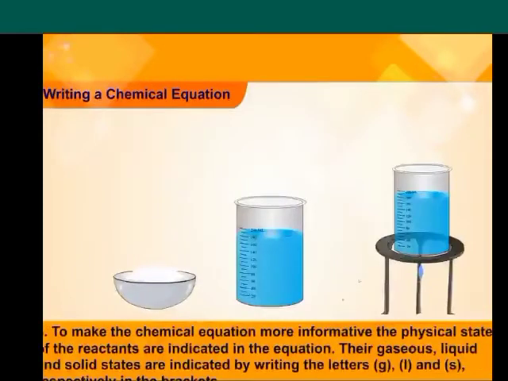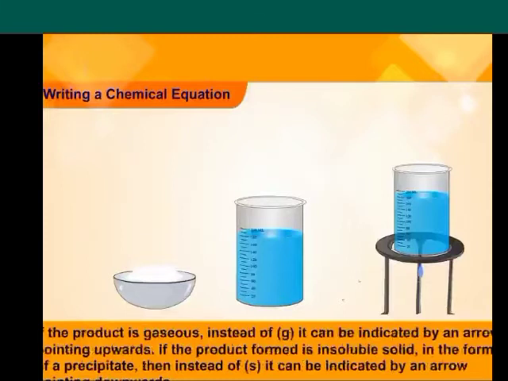Point number 3. To make the chemical equation more informative, the physical states of the reactants and products are indicated in the equation. Their gaseous, liquid and solid states are indicated by writing the letters g, l and s respectively. If the product is gaseous, instead of g, it can be indicated by an arrow pointing upwards. If the product forms an insoluble solid in the form of a precipitate, then instead of s, it can be indicated by an arrow pointing downwards.